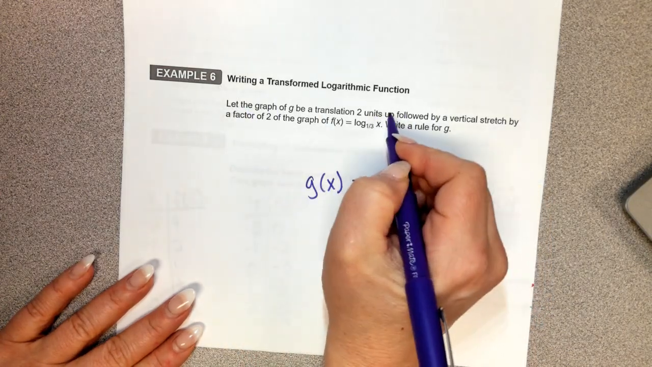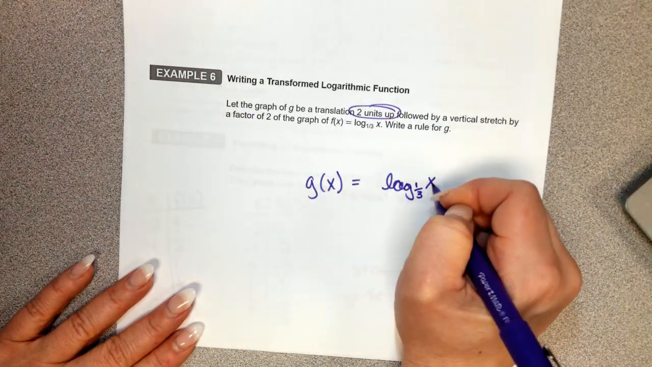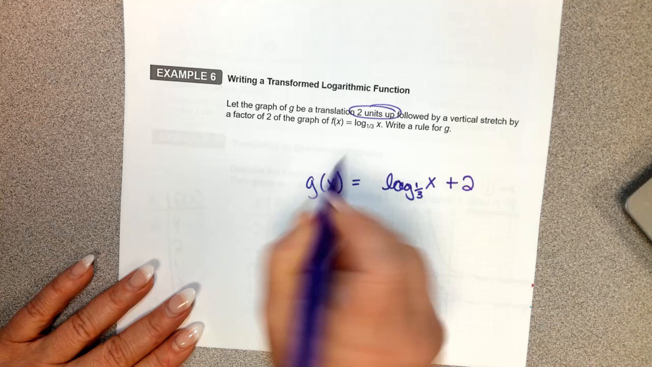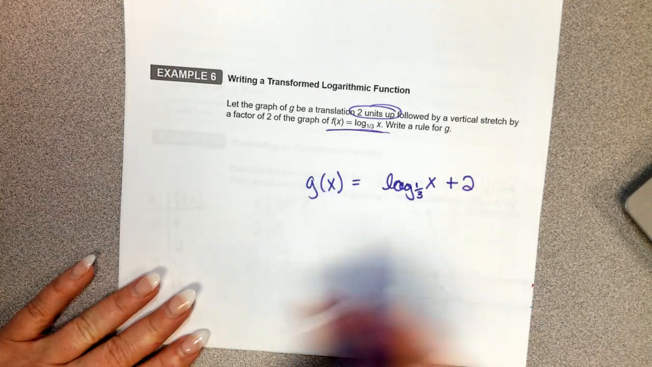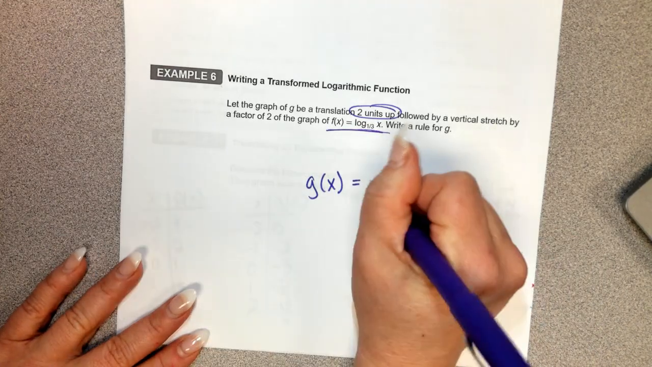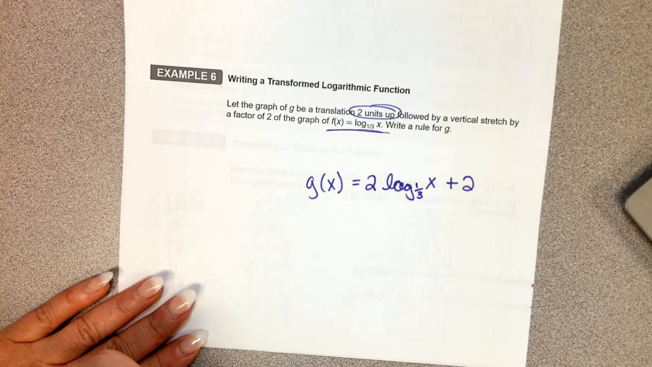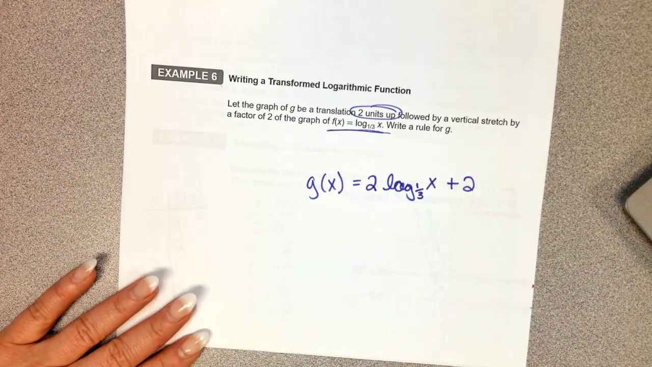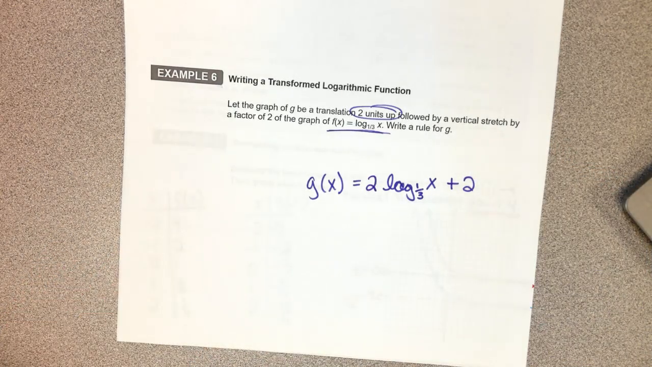So I have a translation 2 units up. To go up, I just add a 2 right on the end of the original. This is the original. And then I need a vertical stretch by a factor of 2. A vertical stretch goes in the front. And that's all you have to do. And that's your lesson on logarithms.